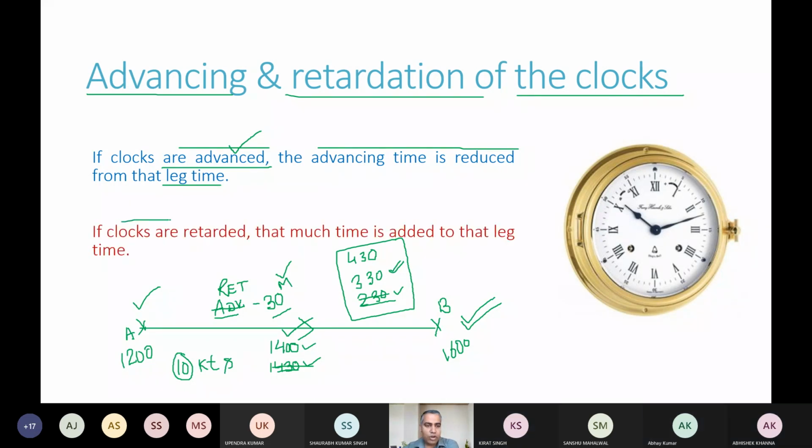Very good. So if clocks are retarded, that much time is added to that lag time. So this is also clear now, beta, advancing and retarding of clocks.